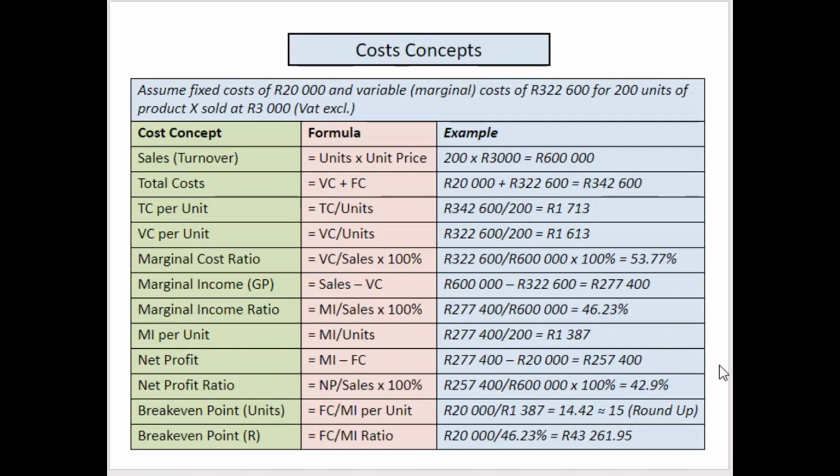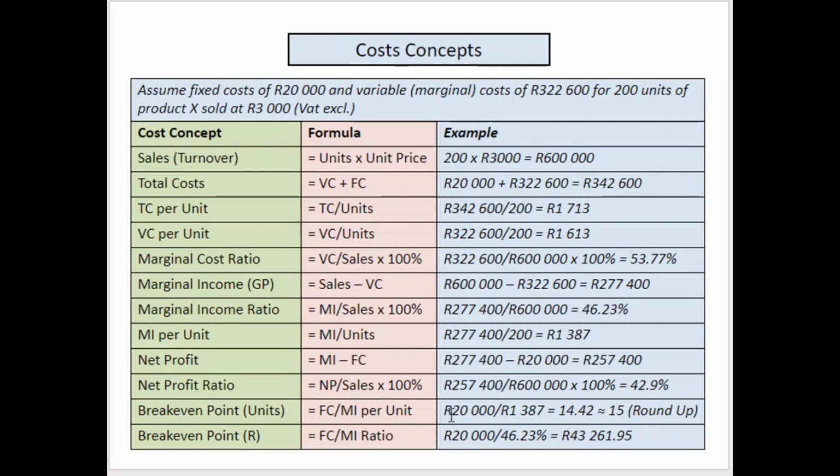Then we get to our break-even points in units. Now, this is really the question that I guarantee you are going to have, and this one you have to remember the little formula. So your break-even point is equal to your fixed cost, that little 20,000 there, divided by your marginal income per unit. That will tell you how many units you have to make or sell in order to meet all your expenses.